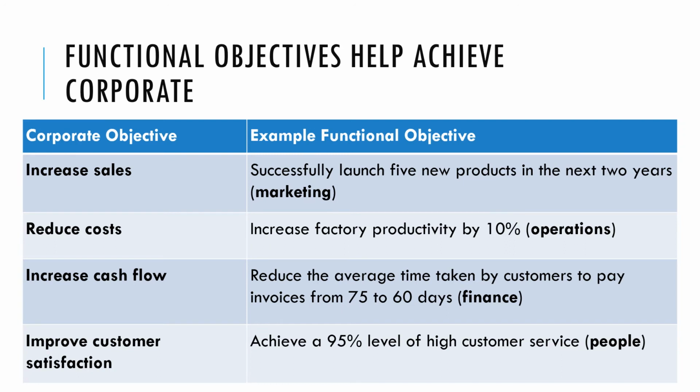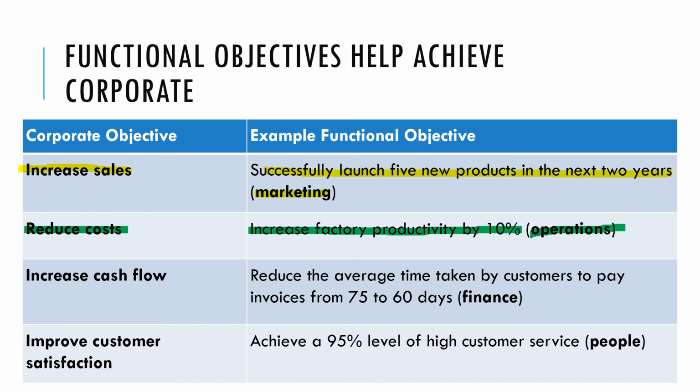Let's have a look at some examples. So, for example, we'll have an objective here that the business wants to increase sales. Now, what does that mean for the marketing department? We might break it down and say it means successfully launching 5 new products in the next 2 years. We might have another objective that is for the business as a whole to reduce costs. Now, what might that mean for the operations department? It might mean that we need to increase productivity of our input factors by 10%.